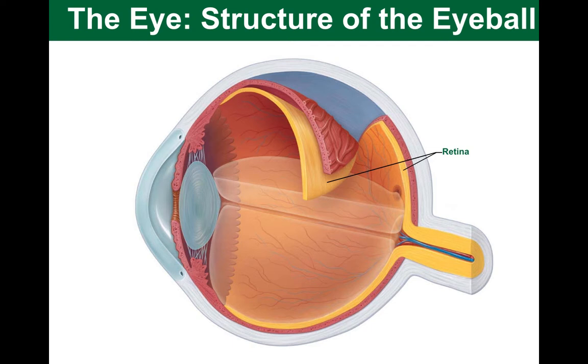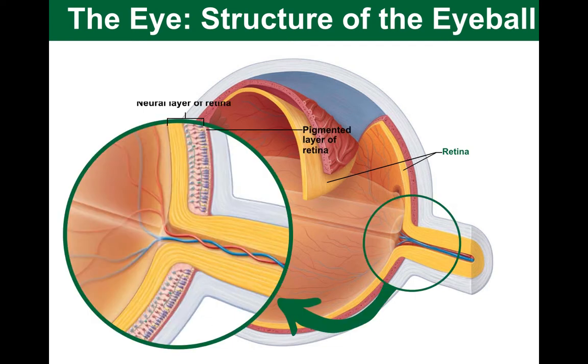One thing to note here is that this structure is two-layered. We have an enlarged view of this area, and this is where we can see the two layers especially well. So we have an outer pigmented layer and an inner layer of neurons. Let's look at the pigmented layer a little bit. This is a single-cell-thick layer and functions to absorb light to prevent it from scattering, stores vitamin A, as well as helps with the phagocytosis of photoreceptor cell fragments.